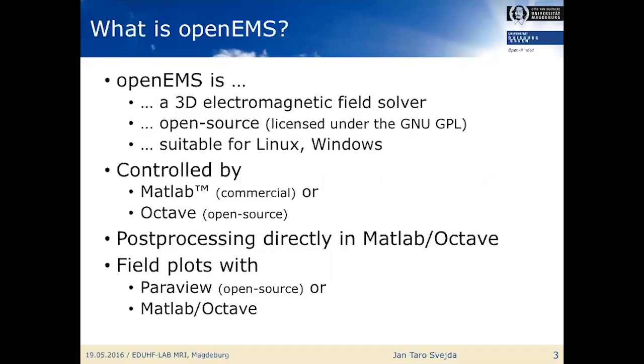The post-processing you are able to do directly in MATLAB or Octave. You can simply load in your field data or S parameters and so on. You have it directly inside your controlling script, and then you can use, for field plots, third-party tools like ParaView, which is also open source, a very nice viewing tool for VTK and stuff like that, or again MATLAB or Octave.